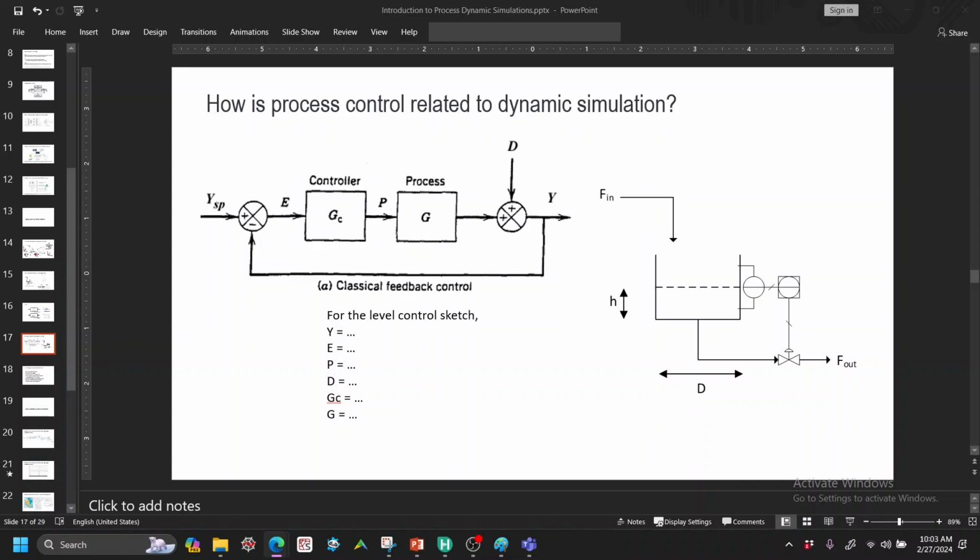Brendan Ling Ong Wei. Brendan, what is Y? Come on. So now you know Y SP, right? This SP is set point. Unverified. I don't know what unverified is. Can you rename yourself? Says H. Unverified. H. Okay, so unverified, why do you say H? You can unmute yourself here.